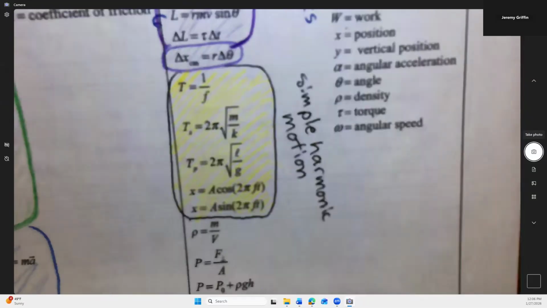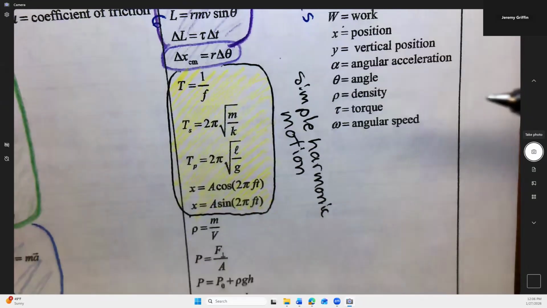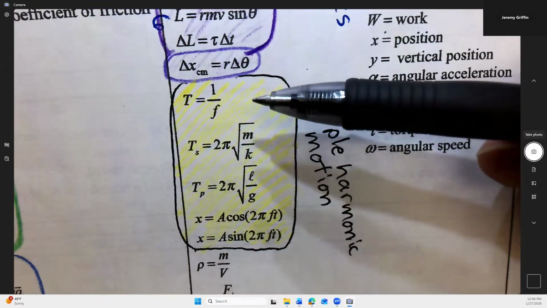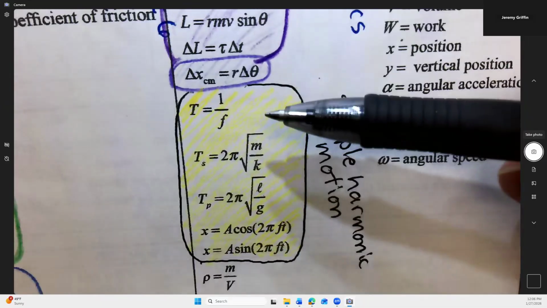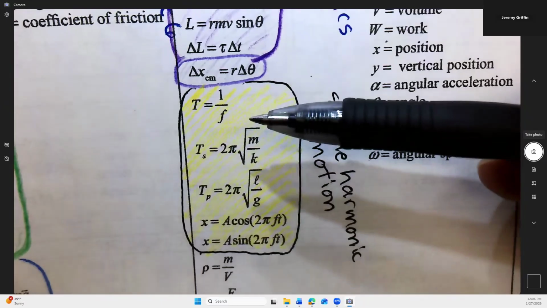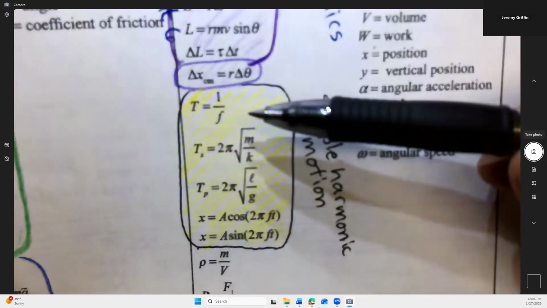Okay, so take a quick run through these, and then I'll switch over to my poster versions of these. So, what do you guys think this top one refers to? T is 1 over F. What do you think that means? What do you think the T stands for? What do you think the F stands for? Exactly. Time period and frequency.